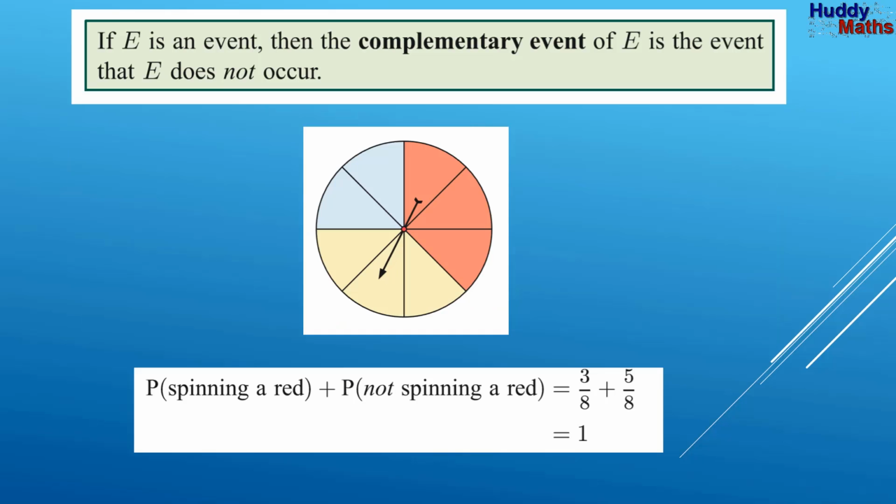All right, come on down, let's keep the journey going. This is for your notes now. If E is an event, then the complementary event of E is the event that E does not occur. So the probability of spinning a red plus the probability of not spinning a red has to come to 1. They're either red or not red. So they must add up to 1. So once you've worked out the probability of a red, you can work out what the other one must be, because it must add up to 1. Get the idea? Pretty simple.